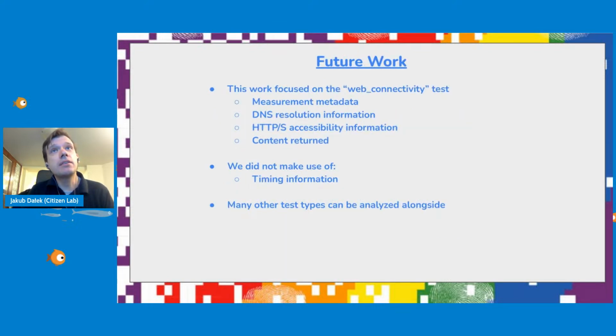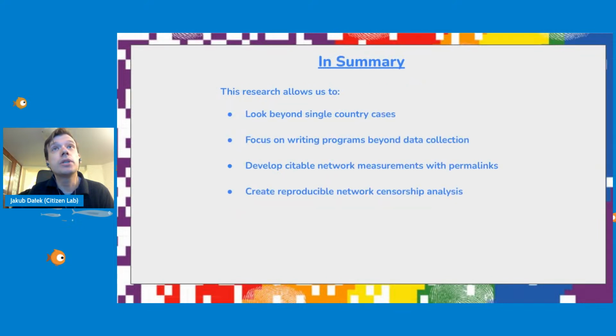This work particularly focused on the Web Connectivity test. We used the measurement metadata, the DNS resolution, and accessibility, and mostly the content returned as well. We didn't make much use of the timing information, but it's future work that could definitely be expanded upon. A lot of other test types outside of Web Connectivity exist, of course, and they're always being developed. So looking at these alongside the Web Connectivity ones would be a good place for future work.